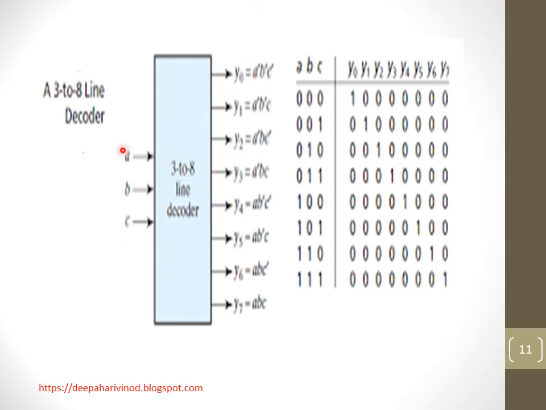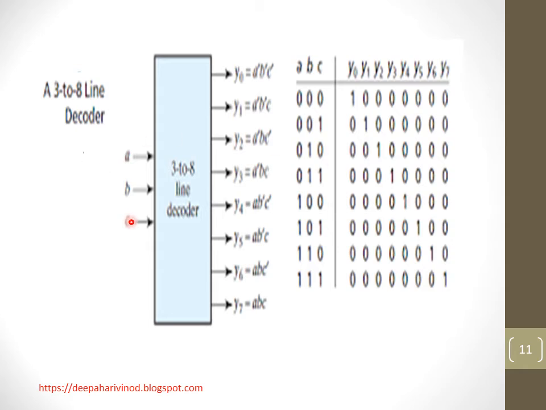So if the input is 0 0 0, then Y0 will be high, and it goes on: 0 0 1 it is Y1, 0 1 0 it is Y2, 0 1 1 it is Y3, 1 0 0 it is Y4, 1 0 1 it is Y5, 1 1 0 it is Y6, and finally 1 1 1 it is Y7. In that way, for different combinations, the corresponding output of the decoder will be high.